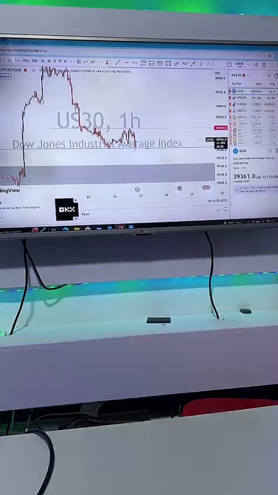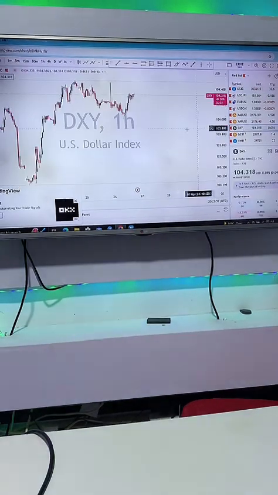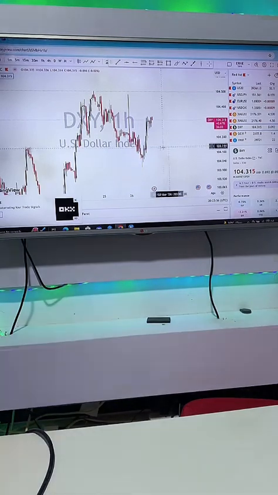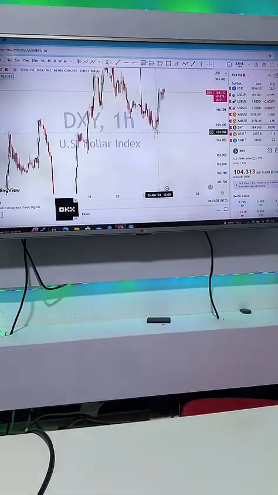DXY. Okay, so this was the support it tested in the morning or the afternoon. I see.